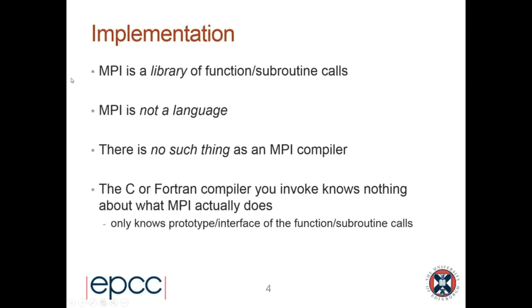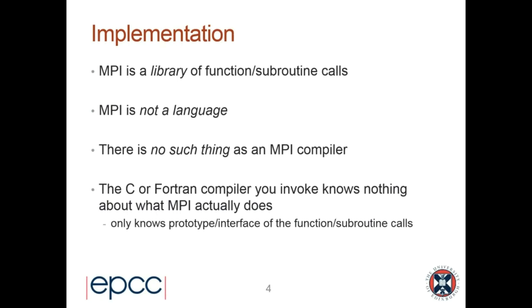MPI has a library of functions or subroutine calls. MPI is not a language. There's no such thing as an MPI compiler. That means when you run your C or Fortran compiler, it knows nothing about what the MPI routines actually do. You might call a send routine, and your compiler knows nothing about that routine. It could be printing an icon on the screen. It could be making your keyboard go beep. Hopefully it will be able to complain if you get the syntax wrong.